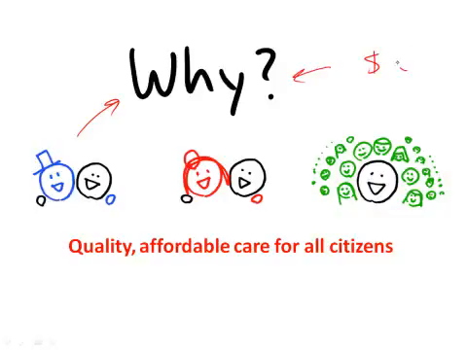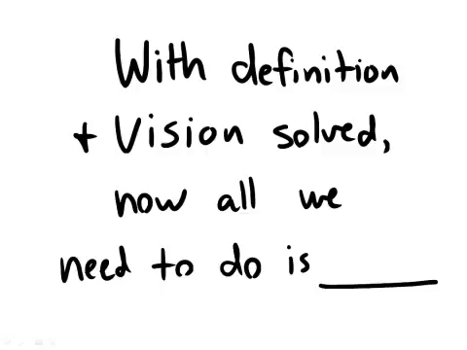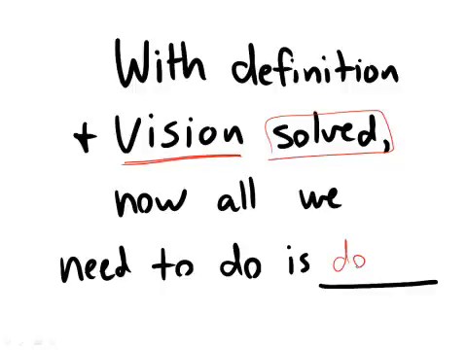Well, we saw the numbers, we saw the people, we saw the trends, and in the end, why and why now is because the goal for everybody is to try to create quality, affordable care for all citizens, which is why we want to talk about healthcare reform. Now, those are the pictures that I think did a pretty interesting job of helping to clarify the definition of the vision. And I'm not going to say that those pictures solved it, but they certainly clarified it. So with that vision clarified, now all we need to do is simply do it.